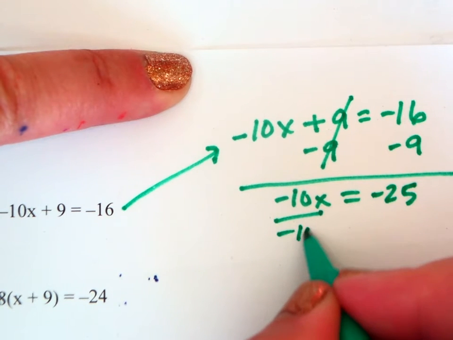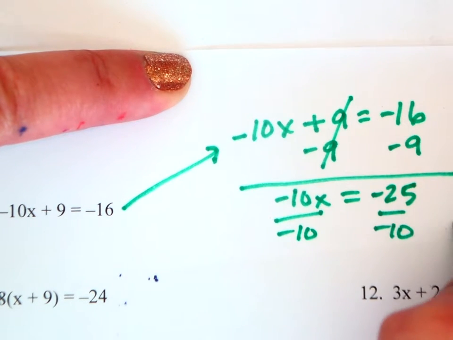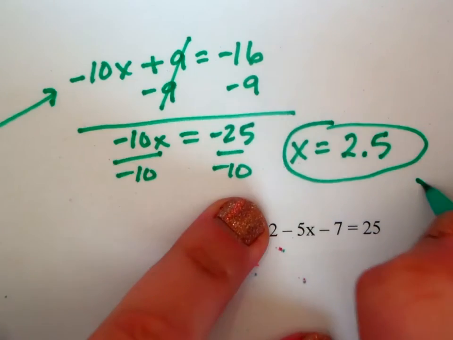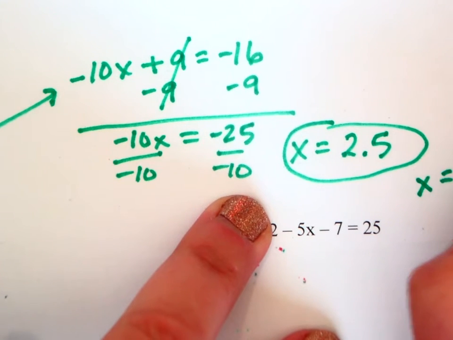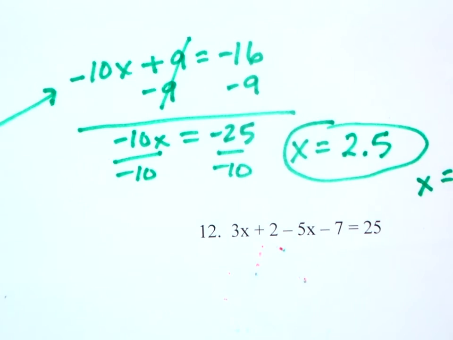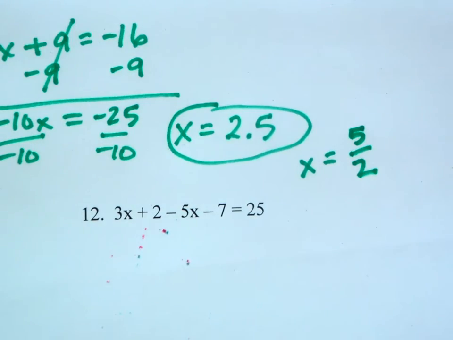Okay, and then we're going to divide by negative 10. And x equals 2.5. And for whatever reason, when I divide by 10, I do tend to use the decimal form, but it is perfectly fine. You have x equals 5 halves, which is 25 tenths reduced.